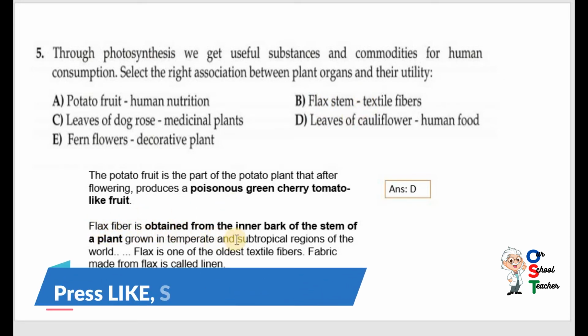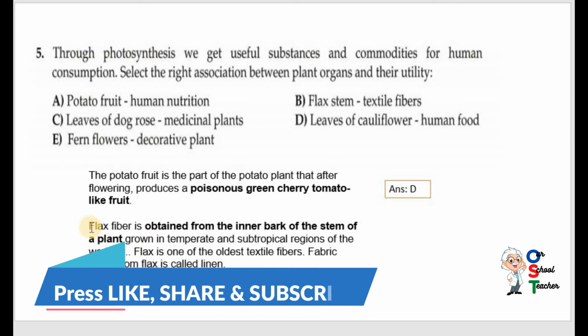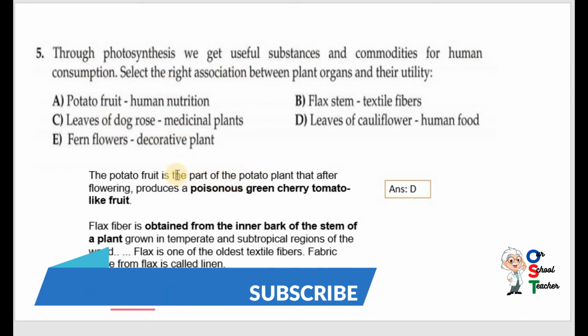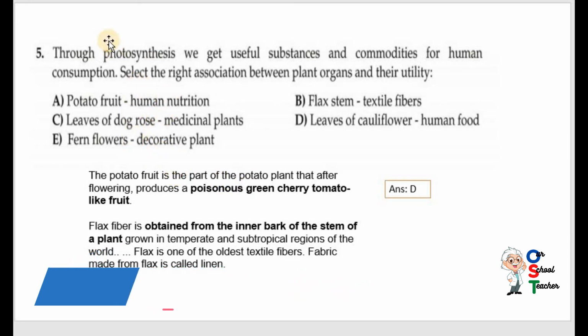Flax fiber is obtained from the inner bark of the stem, a plant grown in temperate and subtropical regions of the world. Flax is one of the oldest textile fibers. Fibers made from flax are called linen. So it is used in the textile industry, but you can see the question is for human consumption. So fiber cannot be used for consumption or from a nutrition point of view. Okay, C.